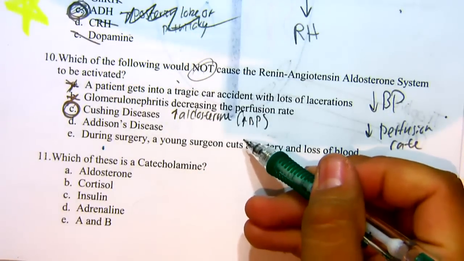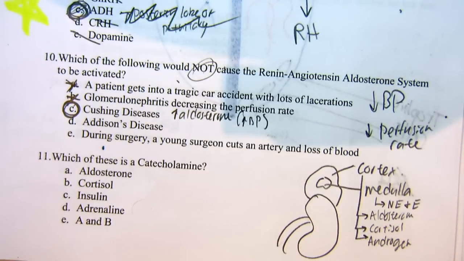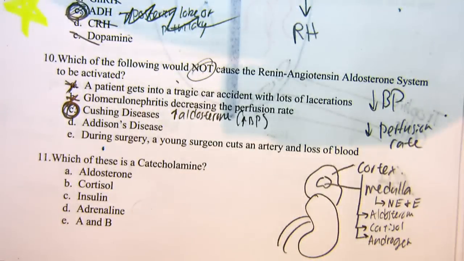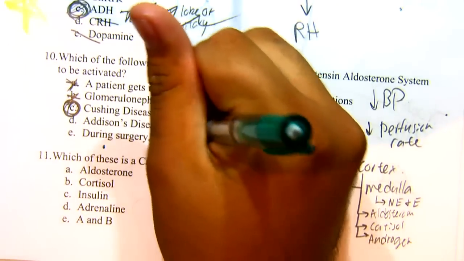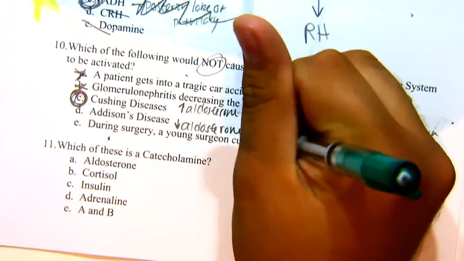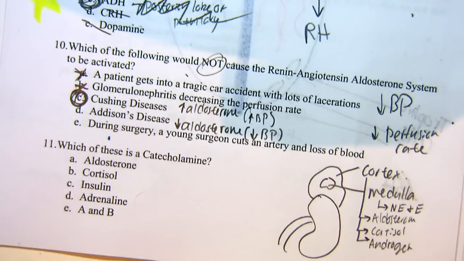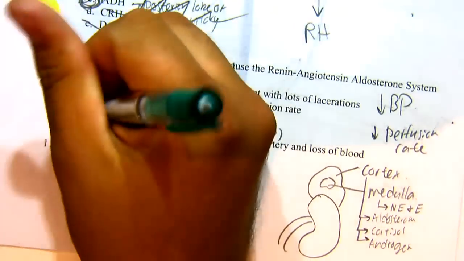Would an increase in blood pressure cause the renin system to activate? No. So that's why that's wrong. And then Addison's disease is a decrease in these hormones, right? So if I had a decrease in aldosterone, that would cause me to dip my blood pressure, right? And that would activate it. So that's not correct.